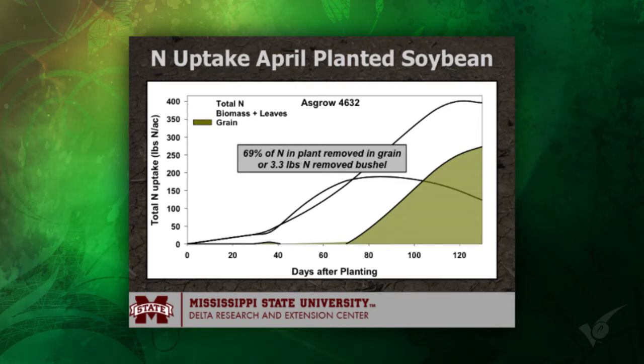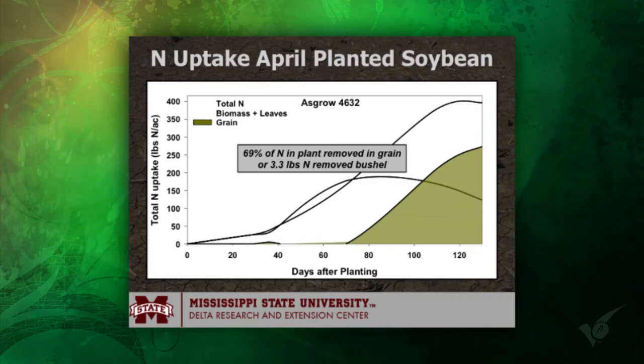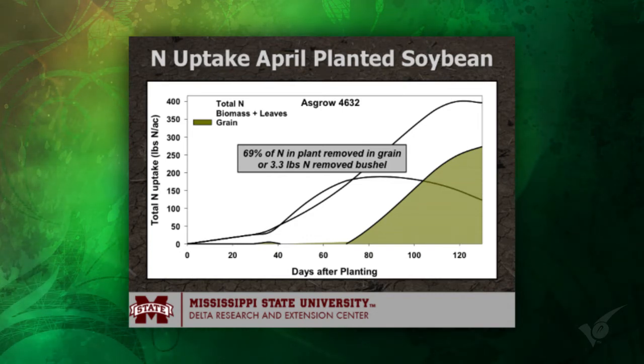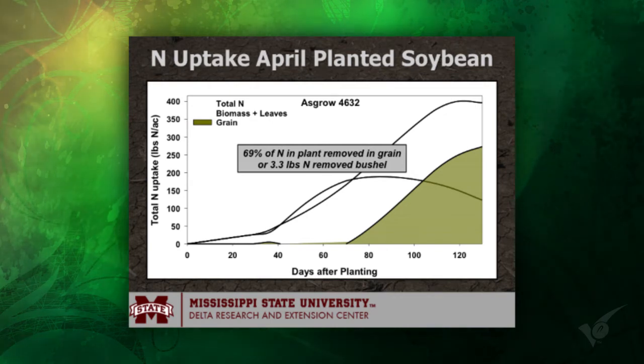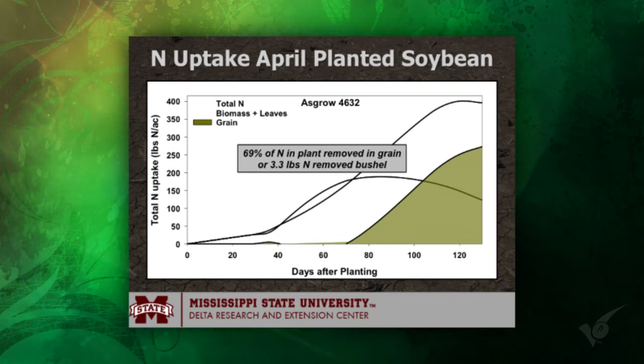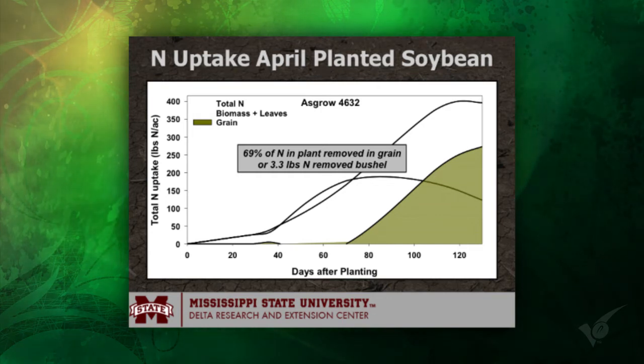So this slide represents nitrogen uptake of an April planted bean. And because 4632s have been so prevalent in Mississippi the last several years, that's what we're going to show today, since all of the cultivars perform similarly. So on the y-axis you have total N uptake, and on the x-axis you have days after planting. Okay, the blue area of the graph is total nitrogen uptake in the plant. The green part, think leaves and stems and everything green on the plant. Okay, and the yellow or off yellow type is the grain.